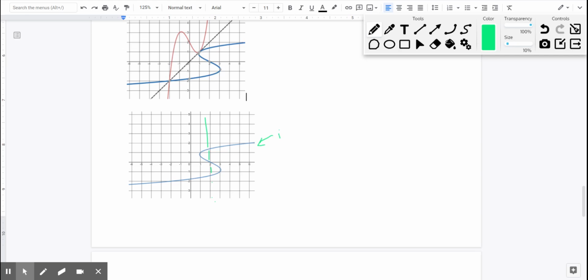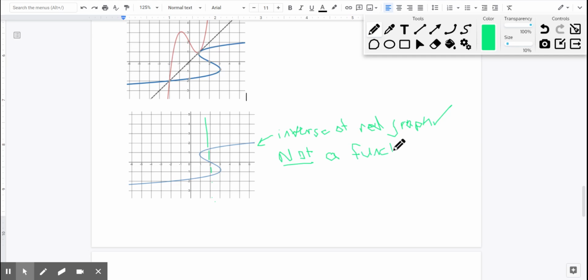So this is the inverse of the red graph. The inverse exists, okay? I'm not saying the inverse doesn't exist, but it's not a function. And in our math classes, we're kind of obsessed with functions. We like everything to be a function.